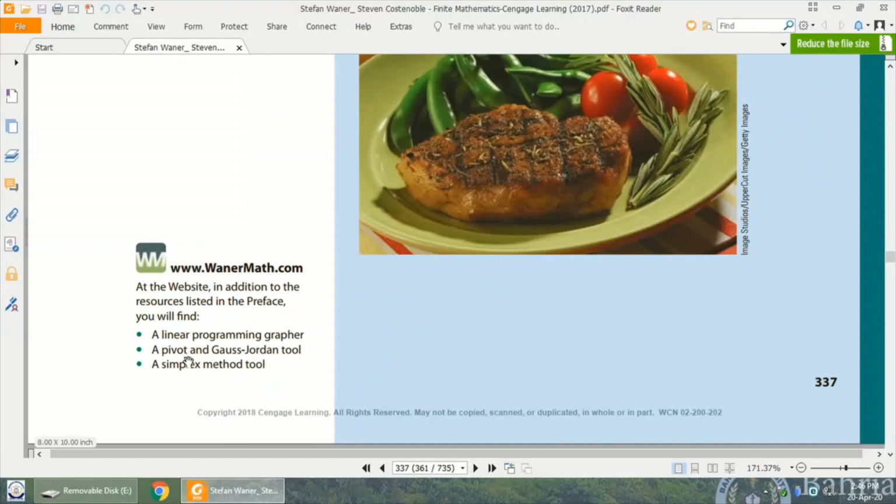I would like you to go to this website, which is wanermath.com. Sorry, the book's name was actually by Stefan Waner and Steven Costenoble. Now this is the linear programming grapher, pivot and Gauss-Jordan tool, and a simplex method tool. So you can have both of them on wanermath.com. We're going to be looking at that in the next lecture, about how to go about studying the Gauss-Jordan tool and the grapher.